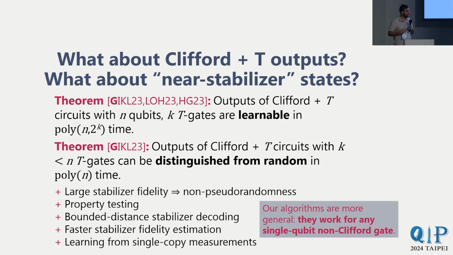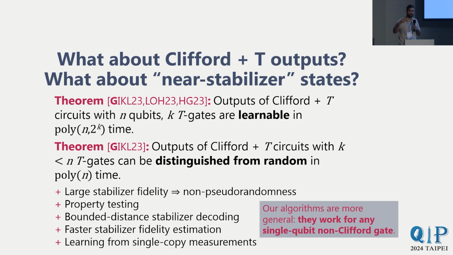Their complexities scale with, for example, let's look at large stabilizer fidelity implies non-pseudorandomness. This is saying that if your input state has a 1 over poly overlap with a stabilizer state, then that state cannot be pseudorandom. And we have algorithms in a bunch of other learning models as well. They scale with the overlap the input state has with some stabilizer state or the number of T gates involved in preparing the input state.